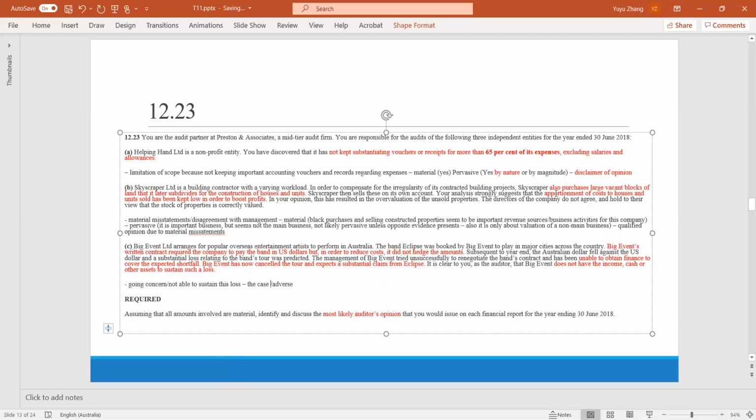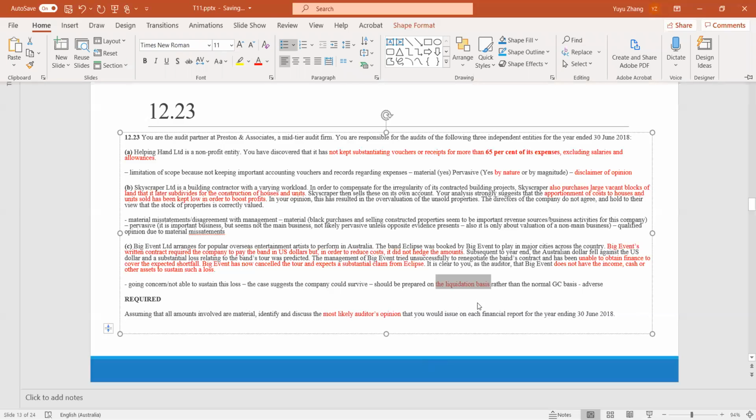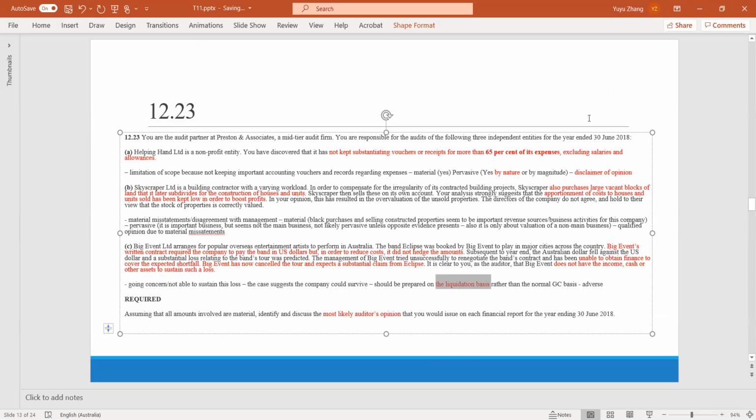I think the case suggests the company couldn't survive. Therefore, the financial statement should be prepared on the liquidation basis rather than the normal going concern basis. Is that right? So in this situation, if we go back to the previous slides, the auditor would issue the adverse opinion. Got that? Yes. So the going concern assumption is not correct because this company now should use the liquidation basis accounting. Okay? Any question on this one?